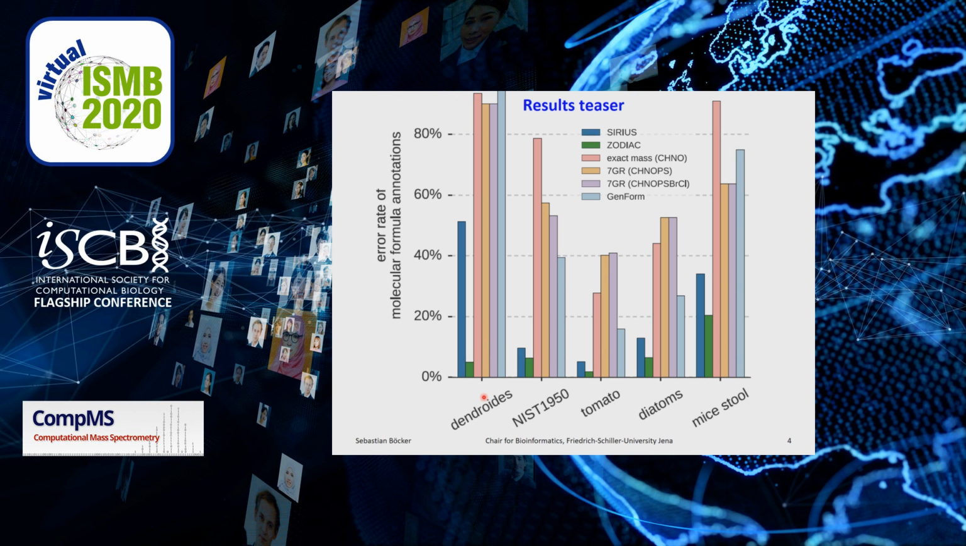Dendroids is special because the compounds are very large. I mean, large, small compounds sounds funny, but it means compounds around 700 or 800 Dalton, and we see that there in particular, the annotation rate improves dramatically, and that was actually the reason why we developed ZODIAC in the first place.